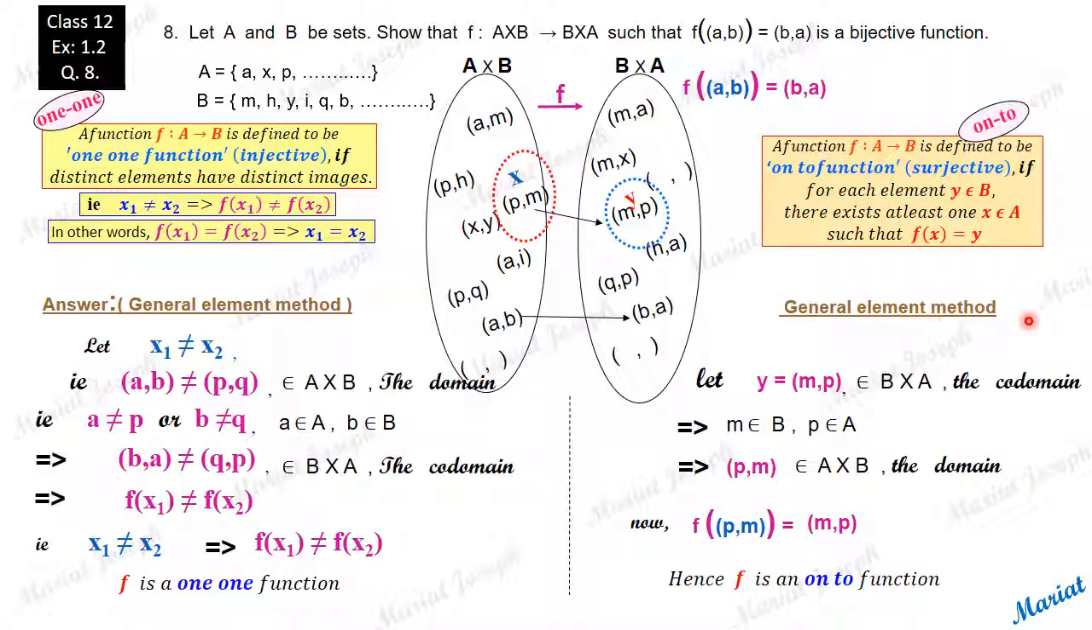A function which is 1-1 and onto is called a bijection. Hence, this given function from set A cross B to set B cross A is a bijective function.